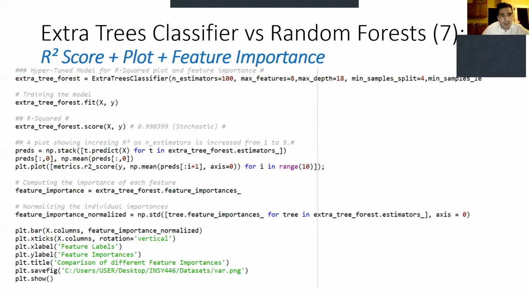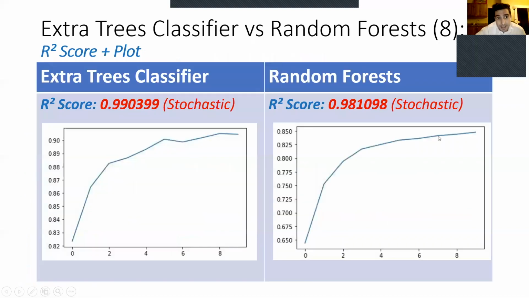So we wanted to go a little deeper in our comparison. Even though this is not data mining per se, it is interesting to see that the R squared score, even when plotted, is slightly different for extra trees than for random forest. We also decided to calculate the feature importance for each model, for each variable, and we were able to create a bar chart. We saved the images that I'm going to show you in a second.